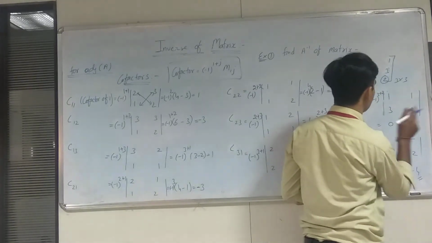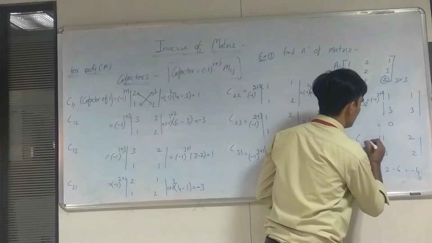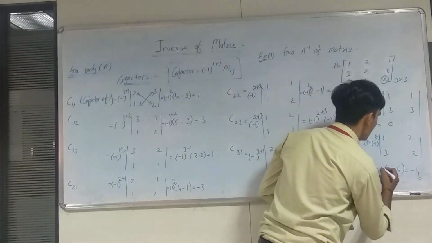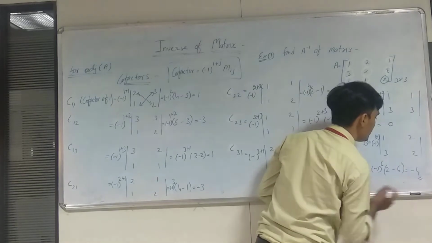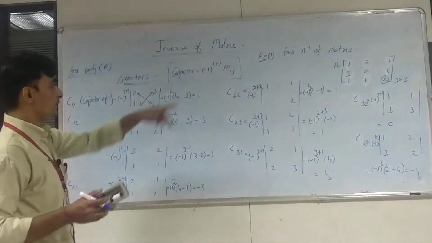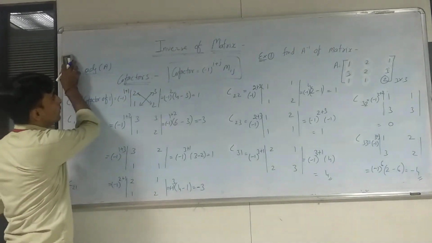Plus 2, so it is 0 as it is, and C33, so it is minus 1 power 3 plus 3, so it is minus 1 power 6, so it is same as it is minus 4. So this way we can find out all the cofactors.